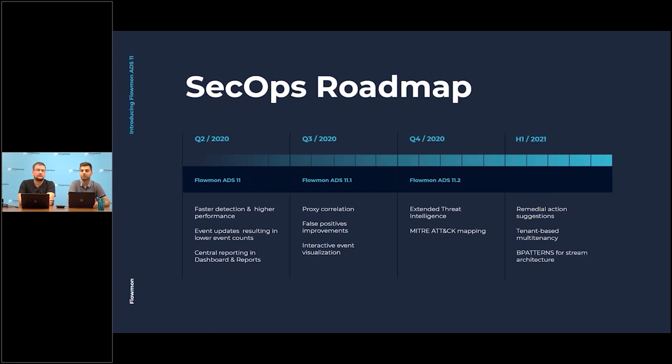And now the word is yours again, Martin, to explain to us what our plans are for the future development of ADS. All right, so the next coming version is Flowmon ADS 11.1. This will be ready in Q3 in beta, and the major thing there is the proxy correlation. If you are our customers, you probably know that there is proxy correlation in ADS 10. However, we need to re-implement it for the stream architecture, so this is the reason why it's there.